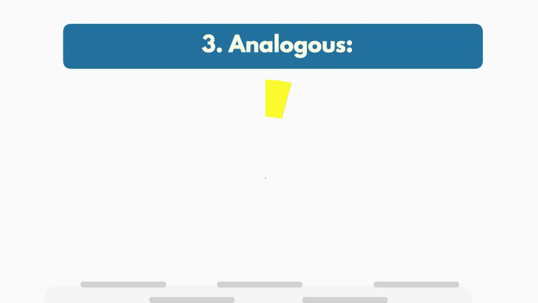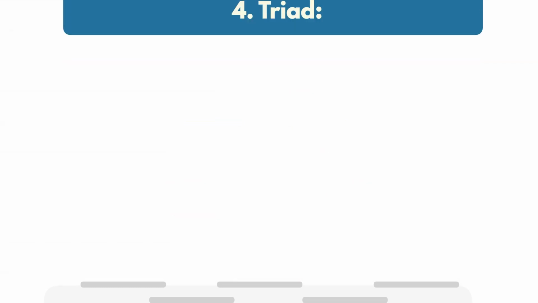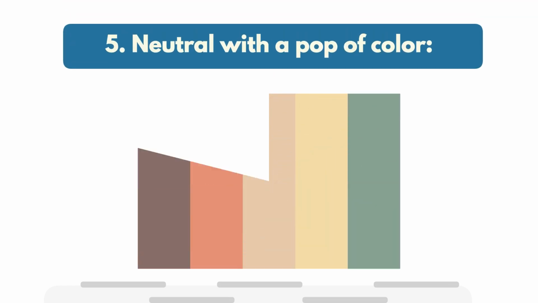3. Analogous, colors that sit next to each other on the color wheel. 4. Triad, 3 colors evenly spaced on the color wheel. 5. Neutral with a pop of color, using mostly neutral tones with one bright accent color.